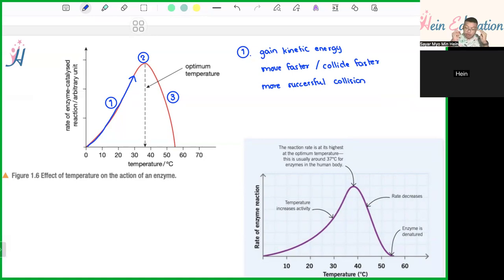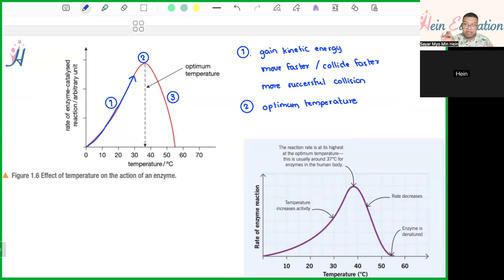And then it will reach the optimum temperature. Whenever you talk about enzymes, you have to use specific words. In this case, you have to say optimum. Optimum basically means the best temperature, where the rate of reaction taking place is the greatest, the best, everything.